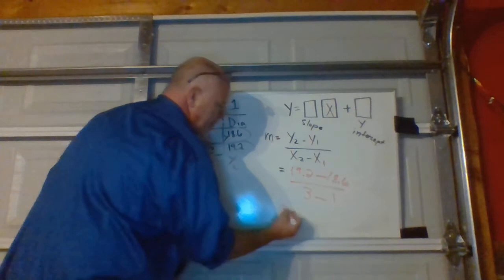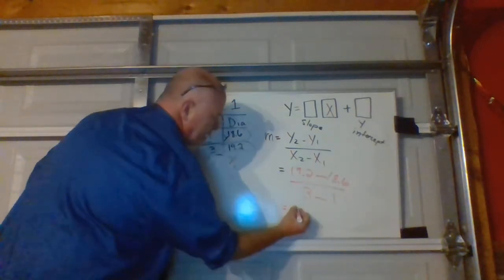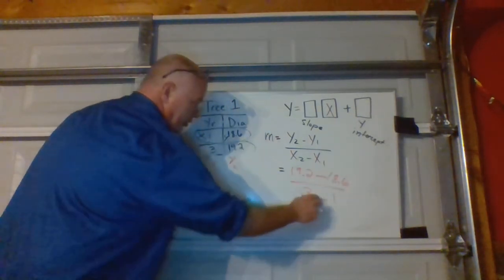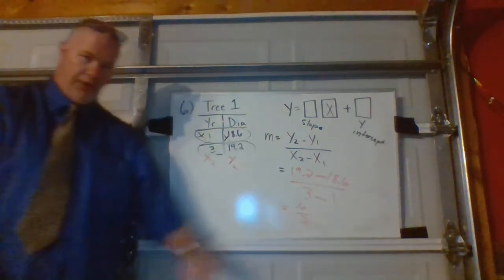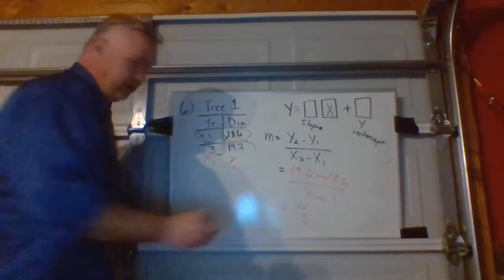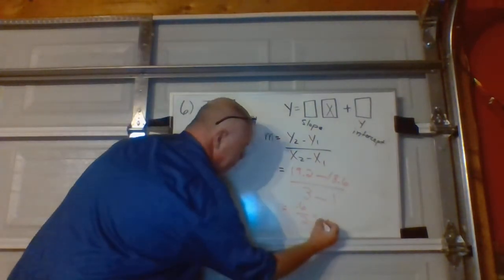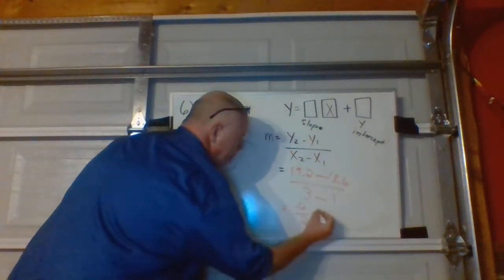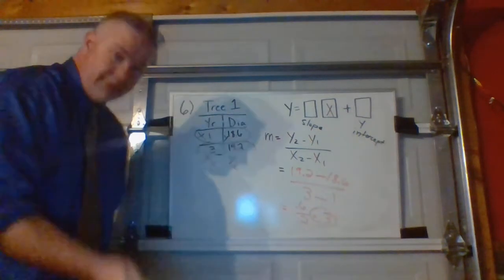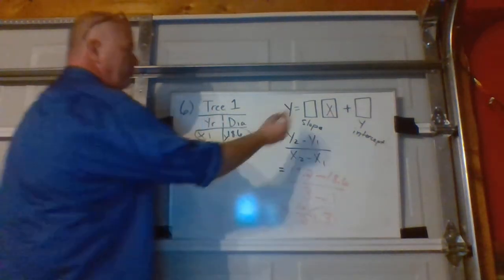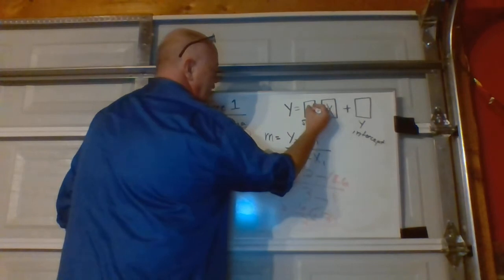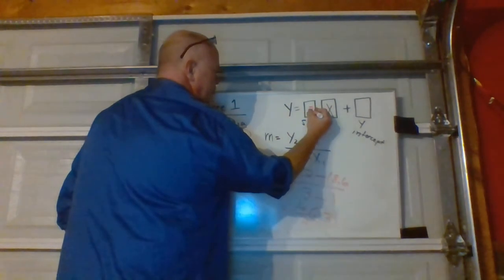So doing the math, we punch this into our calculator, we get 0.6 on top. 3 minus 1 we know is equal to 2. So we punch this into our calculator. 0.6 divided by 2 gives us 0.3. So at this point in time, we know the slope is 0.3, and we can mark that in the first box, 0.3.